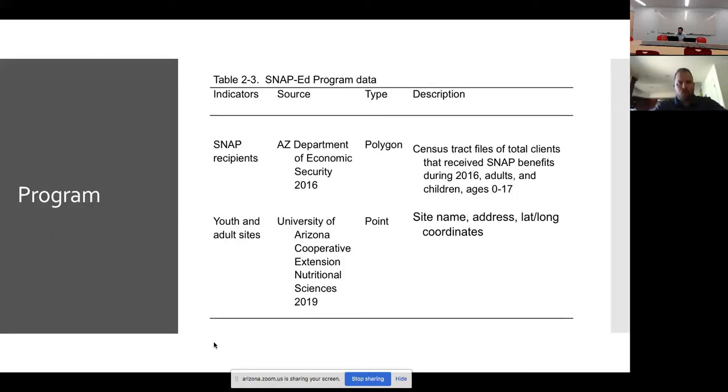And then program data. So these were Excel files that I then converted to a CSV, in order to manipulate it in ArcGIS. So I had all of our program data. So every single site that we work at, those are senior centers, farmers markets, schools, public housing, neighborhood centers, you name it, all geocoded, and set by site name with an address and latitude and longitude coordinates, and the SNAP recipients from the DES office. So that was 2016 data for the entire calendar year, broken down by total population, adults, and children.